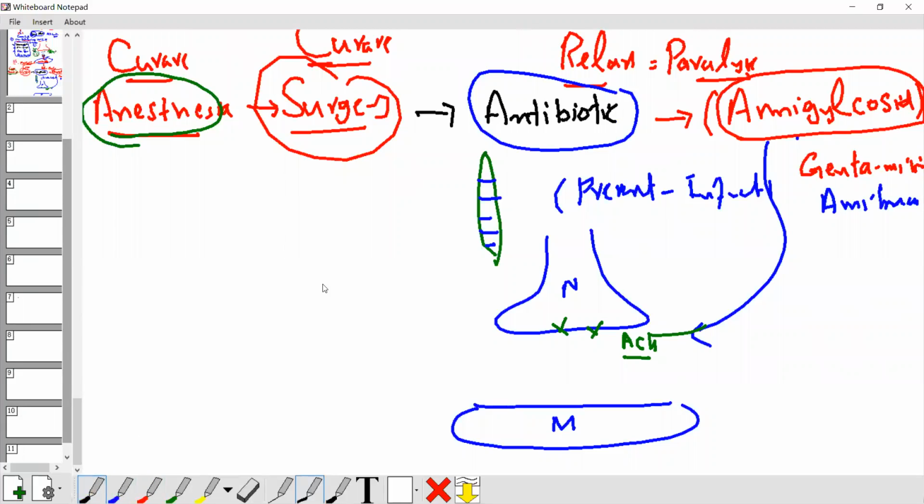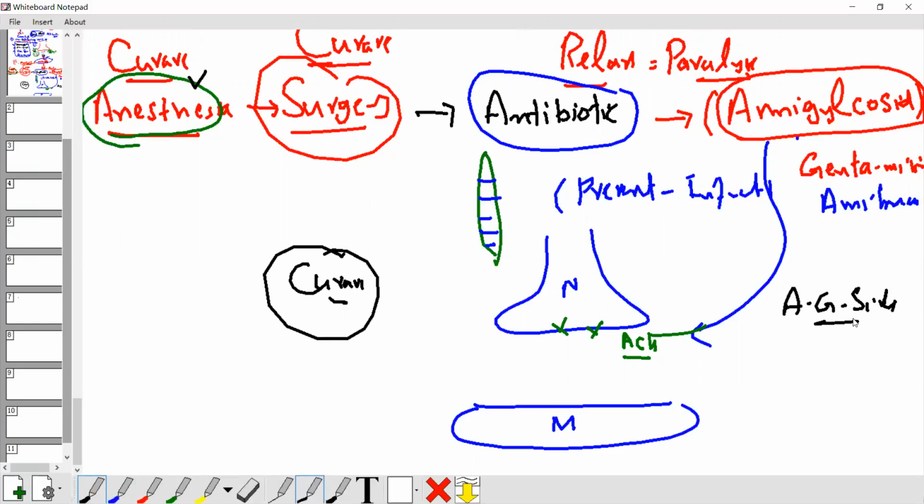You already used Curare to relax the muscle in the anesthesia stage, before surgery. So now you're using Curare in the same patient, and you're also using which drug? Aminoglycosides, that antibiotic to prevent the infection after surgery. So this drug does what? It blocks the release of acetylcholine. Can the patient recover very rapidly? You also have Curare. This Curare family does what? Relaxes the muscle. Your muscle is paralyzed.